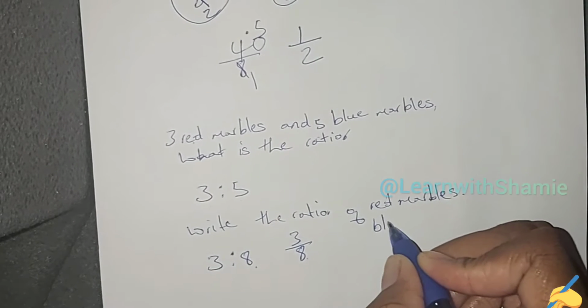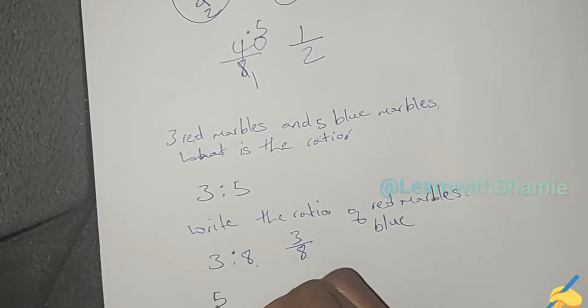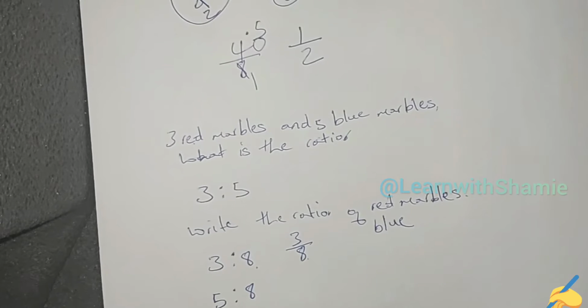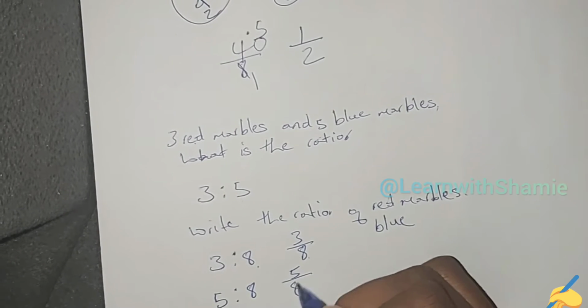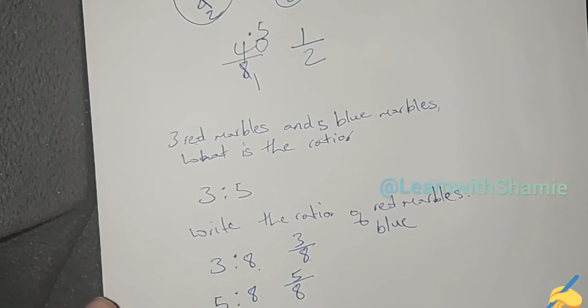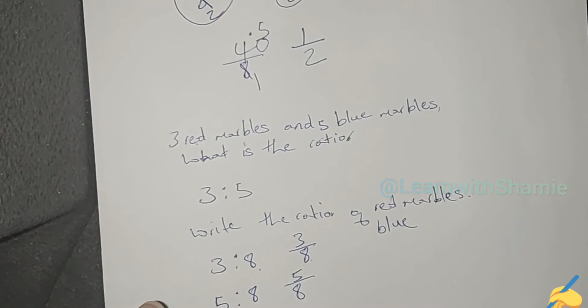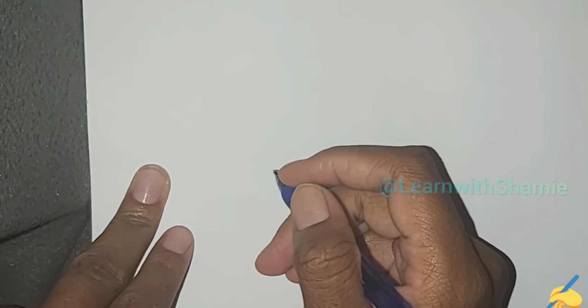And the ratio of blue marbles would be 5 to 8, and it could be written as a fraction as well, 5 out of 8. So fractions and ratios can be written the same way, it's just how we use them. In calculating ratios, this is where you're going to see where it's a comparison of the two quantities by division. I'm going to show you how to calculate a ratio.